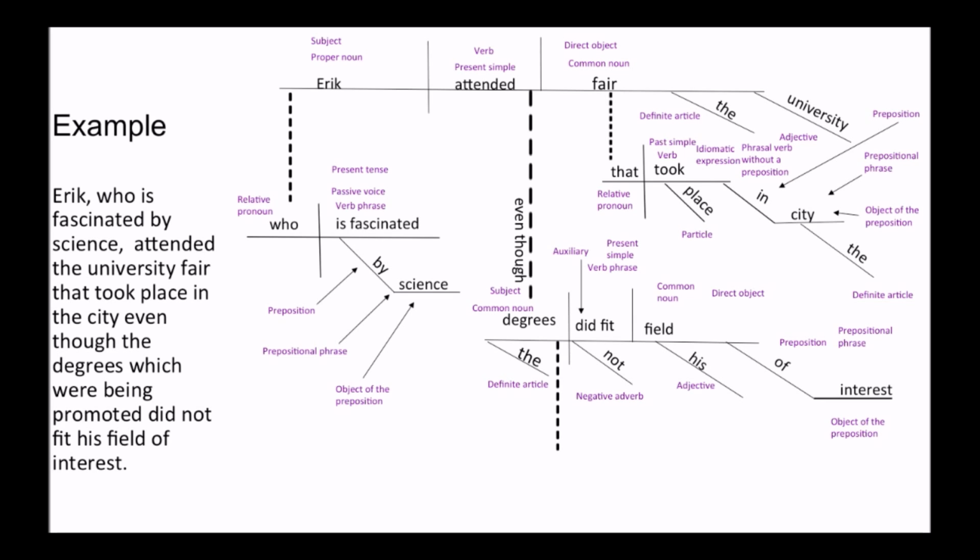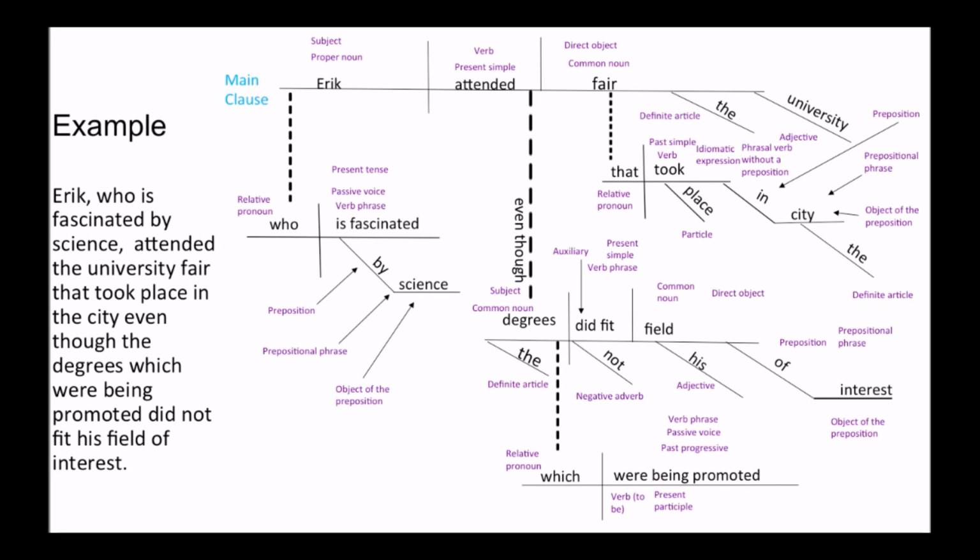Now for which we're being promoted. That is another relative clause. So which is the relative pronoun and we're being promoted is a verb phrase in passive voice and it's past progressive. Where is the verb to be and being is the present participle.